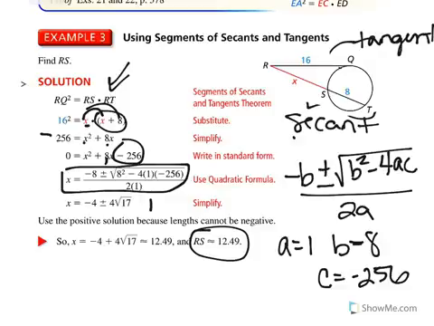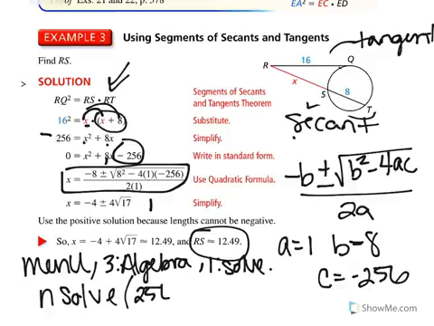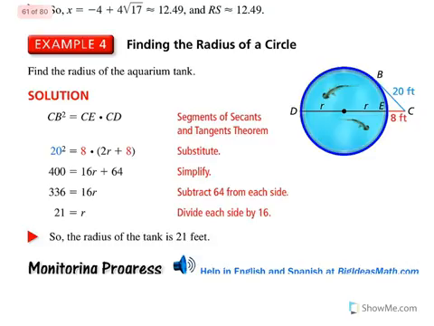Okay, one other way you can actually plug this into the calculator. Remember, you can go to menu, number 3, which is algebra, and then you can go to number 1, which is the solve. Okay, and it'll be in solve, and you plug in 256 is equal to x squared plus 8x, and then you put your comma, and you have to make sure you define your variable, which is x, and it'll give you your answer, 12.49.